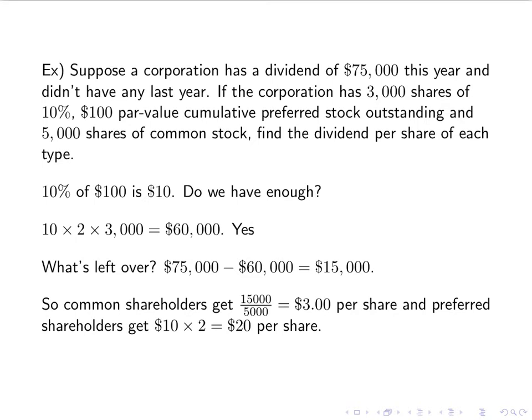Sometimes the discrepancy between preferred and common is a lot, $3 versus 20. It can also go the other way. If the dividend is really big, common shareholders can end up getting a lot more than the preferred shareholders. Or they could end up getting the same amount. So it's not always one gets more than the other. It can go either way. So just keep that in mind. Okay, so make sure you try out some of these problems with the corporations. But next we're going to move on to partnerships.